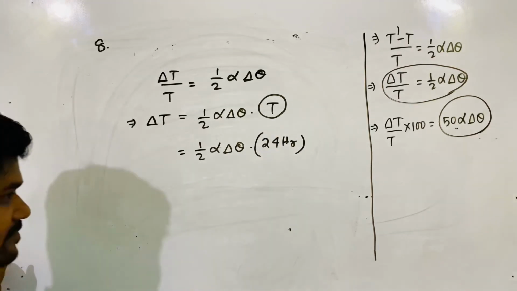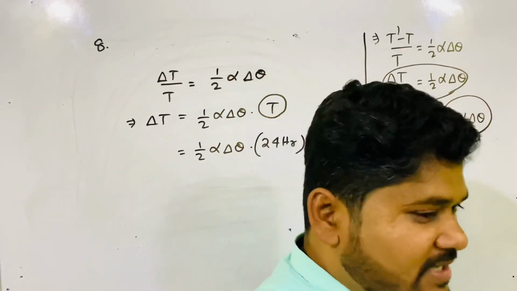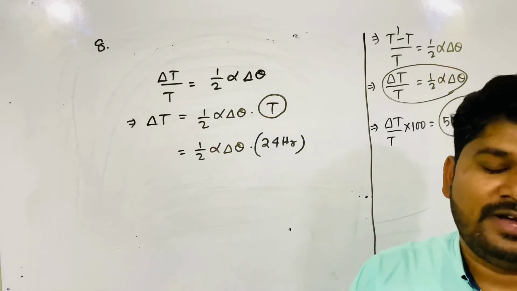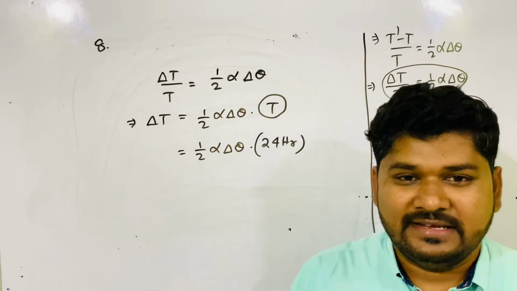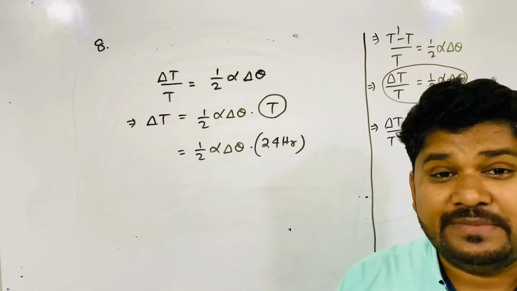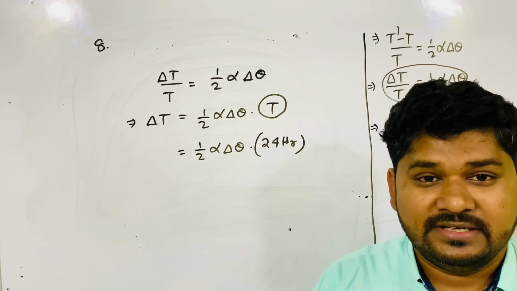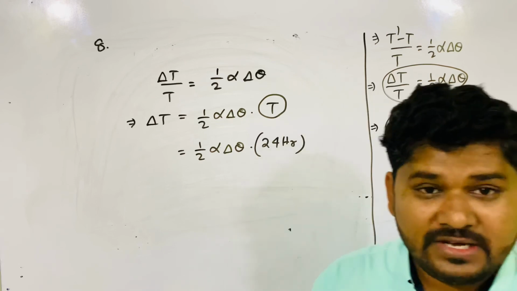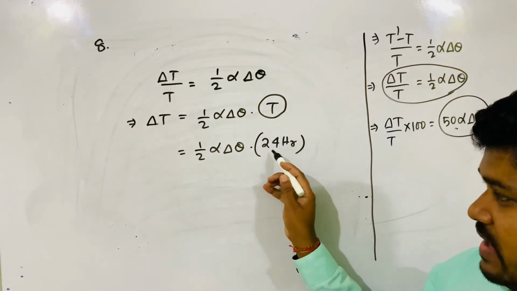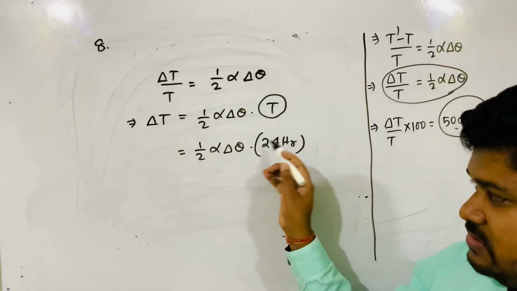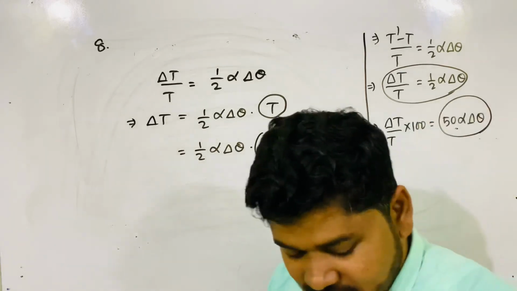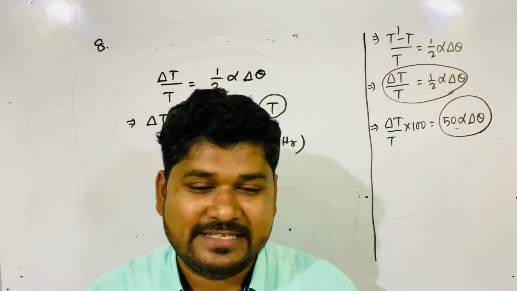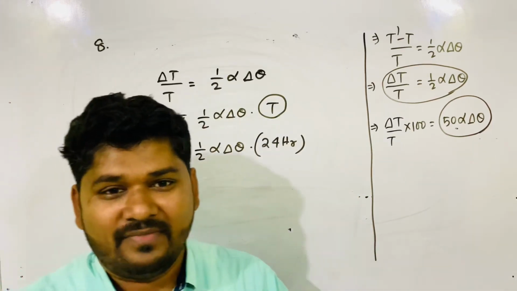Convert the hours into seconds. Then we will get one formula here for how much time is delayed in 1 day. If the question asks how much time is delayed in one oscillation, one oscillation means a 2 second time period, seconds pendulum. If you put 2 seconds for one oscillation, then the 2s cancel, and you will get half alpha delta theta. So like this. This is one important formula.